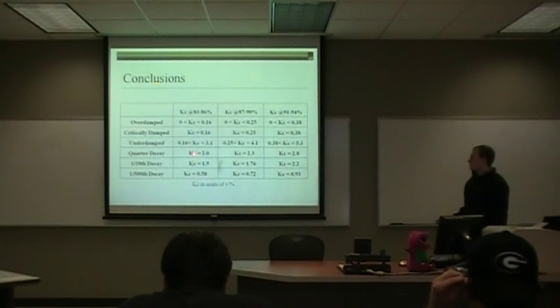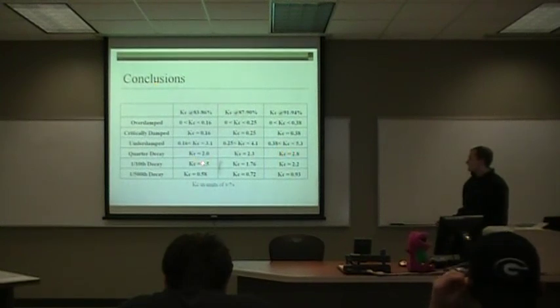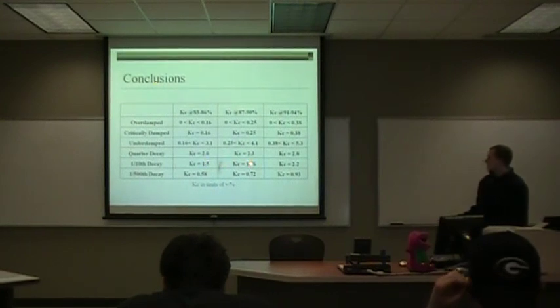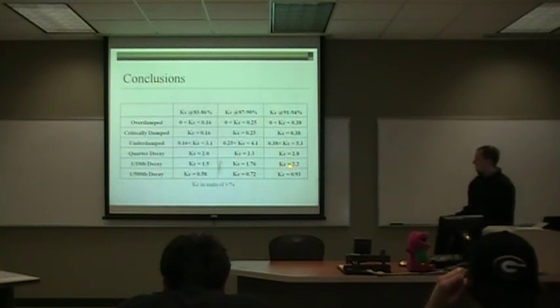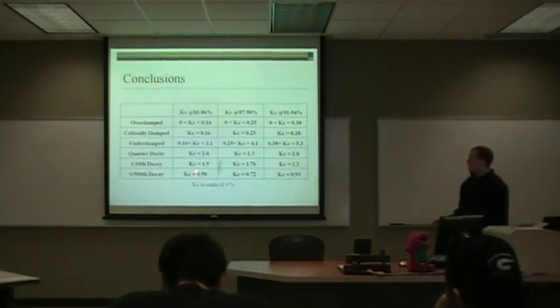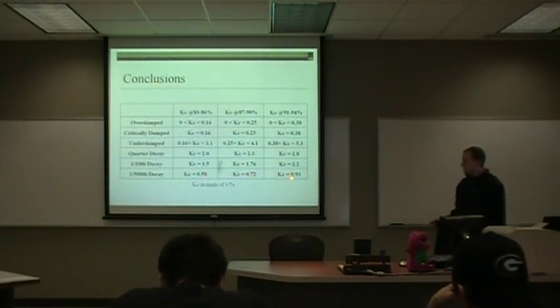Our quarter decay was 2.0 for 83 to 86, 2.3 for 87 to 90, and 2.8 for 91 to 94. For 1/10, at 83 to 86%, we had 1.5, at 87 to 90, 1.76, at 91 to 94, 2.2. And our 1/500ths at 83 to 86 was 0.58, 87 to 90, 0.72, and 91 to 94, 0.93. And that is the conclusion of this presentation.